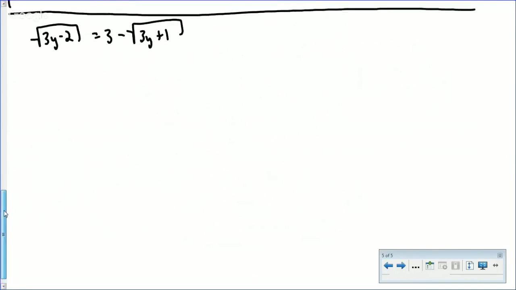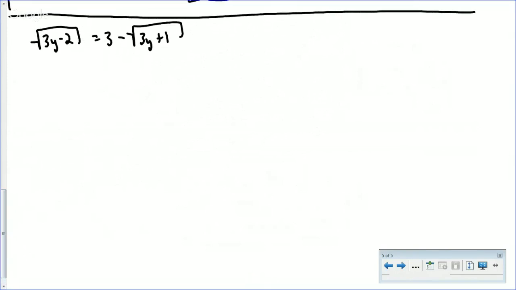All right, in order to get rid of the radical, you need to isolate it first and then square both sides. So I get 3y minus 2 equals, when I square this side, I can do the shorthand. We'll square the first term and get 9. We'll multiply all three terms together.